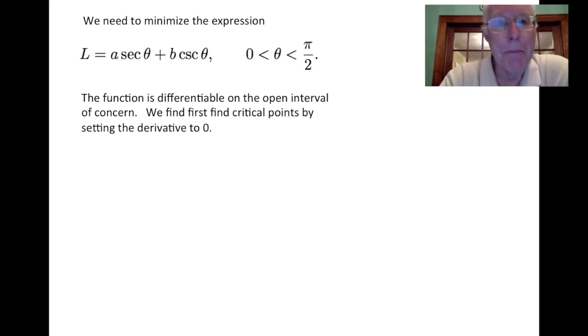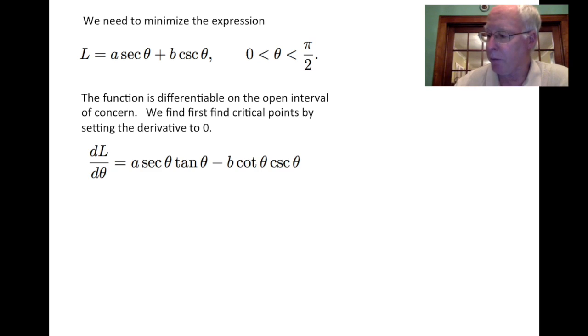So remember, we want to minimize this expression. We want to find the shortest distance that goes from wall A to C to wall B. So we want to minimize the expression for L, which was A secant theta plus B cosecant theta, where theta is allowed to range from 0 to pi over 2. So this function is differentiable on the open interval we're looking at. So we can find the critical points first by setting this derivative equal to 0.